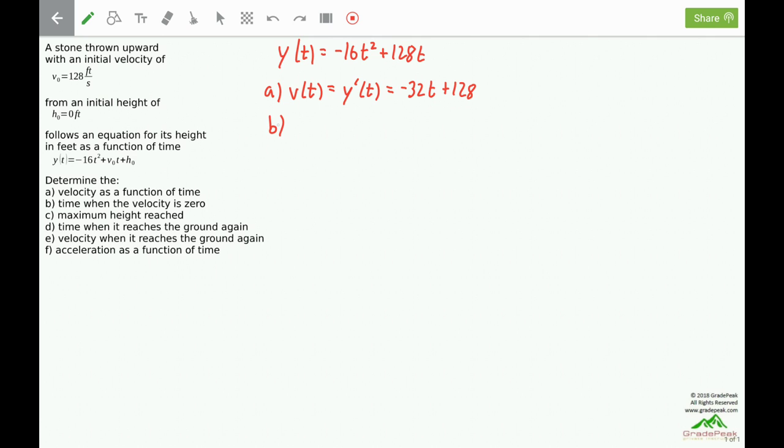For part B, we want to find the time when the velocity is 0, so we're going to take that expression we just came up with and set it equal to 0, and solve for t. Let's start by subtracting 128 from both sides. We will now want to divide by negative 32 on both sides. And we have negative 128 divided by negative 32. That comes out to a positive 4. The time can be determined over here from the initial velocity, it's feet per second. The time unit is seconds.